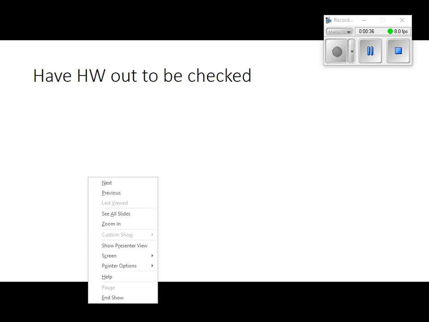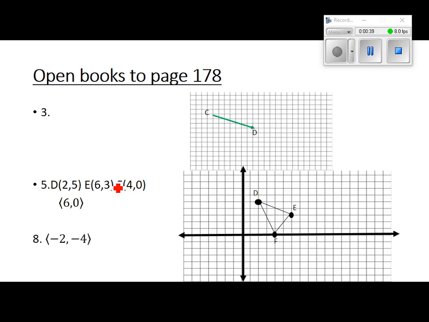On the homework, follow along, open up your books. I'm going to go over a few of these problems just to make sure you understand them. We're going to go fairly quickly. On number 3, they want us to name that. Please remember when you're naming a vector, the symbol for a vector is that. And we use 2 letters, the starting point and the ending point. So vector CD.